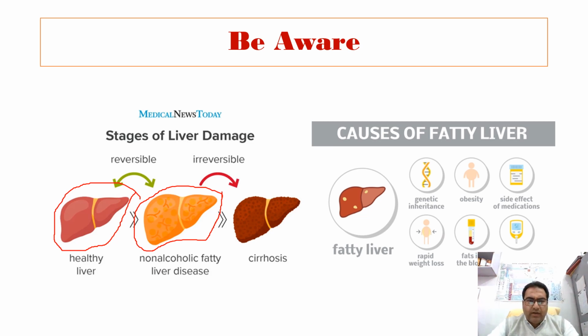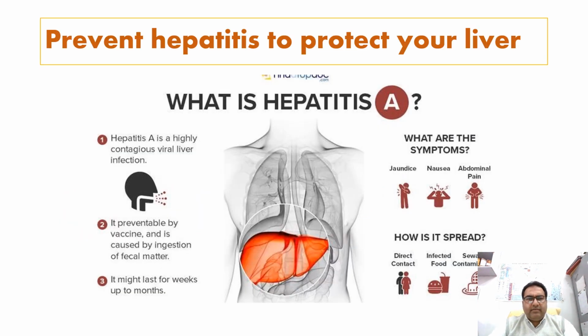But this very non-alcoholic fatty liver is reversible, it can get reversed if we adopt a good lifestyle. We can have a morning walk, we go for brisk walking, and we restrict our diet, then it can be reversed to the healthy liver. But if it gets switched on to the cirrhosis, then it is very difficult for one to revert back to the healthy liver.